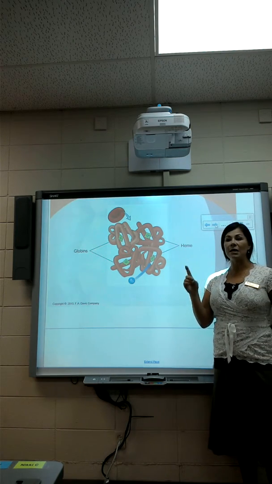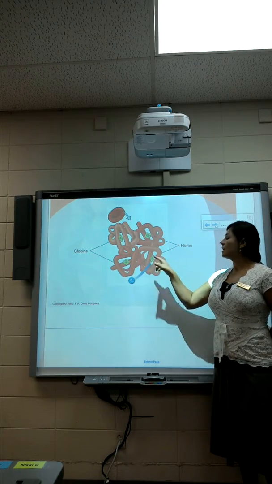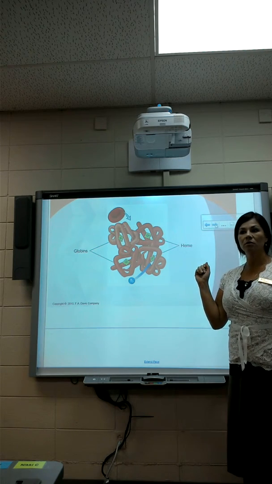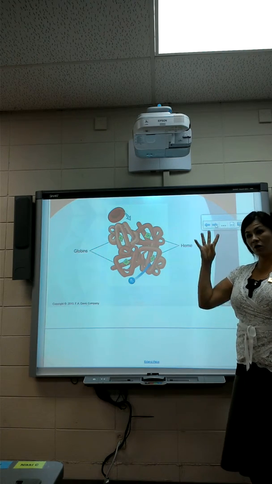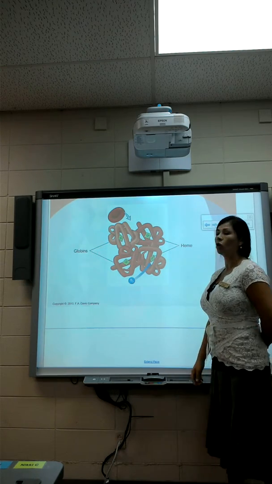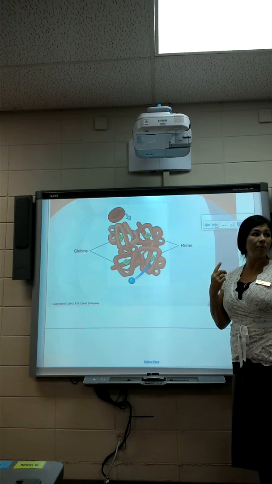So 1 hemoglobin molecule, remember we have millions in the red blood cell, how many oxygen molecules can 1 hemoglobin molecule carry? It can carry 4. So 1, 2, 3, 4. It can carry 4 oxygens on that 1 hemoglobin molecule.